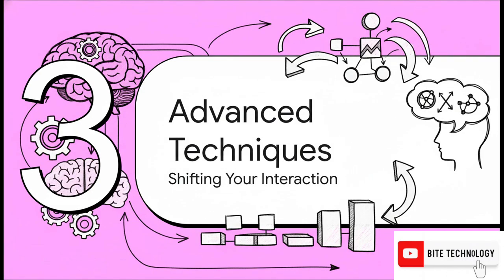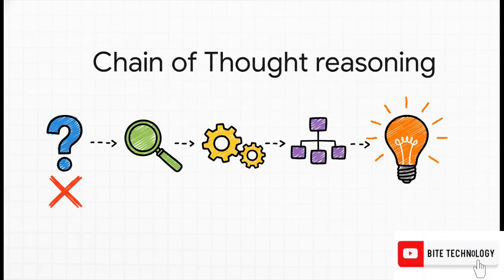Okay, so you've got the fundamentals down. That's awesome. Now it's time to level up. We're about to get into some more advanced techniques that are going to completely shift how you think and interact with AI. This is where we stop treating it like a simple tool and start thinking of it as a real strategic partner. This next one is an absolute powerhouse.